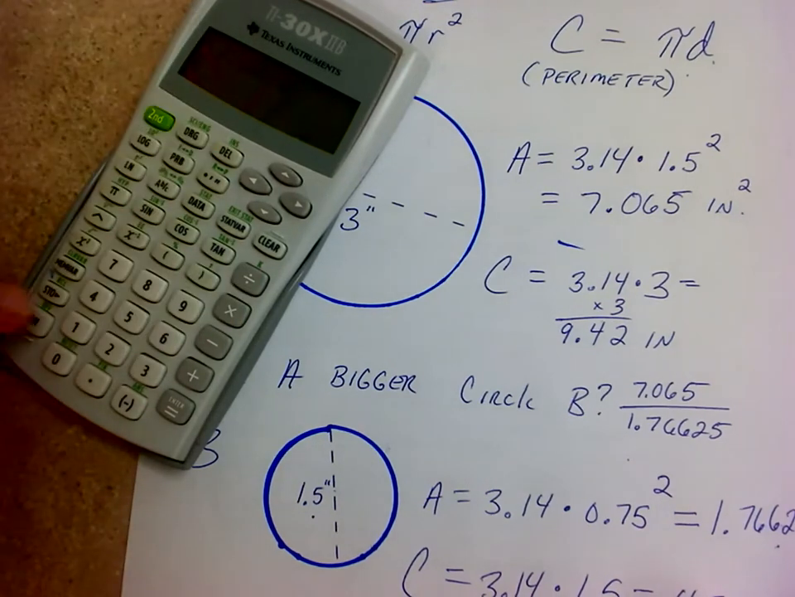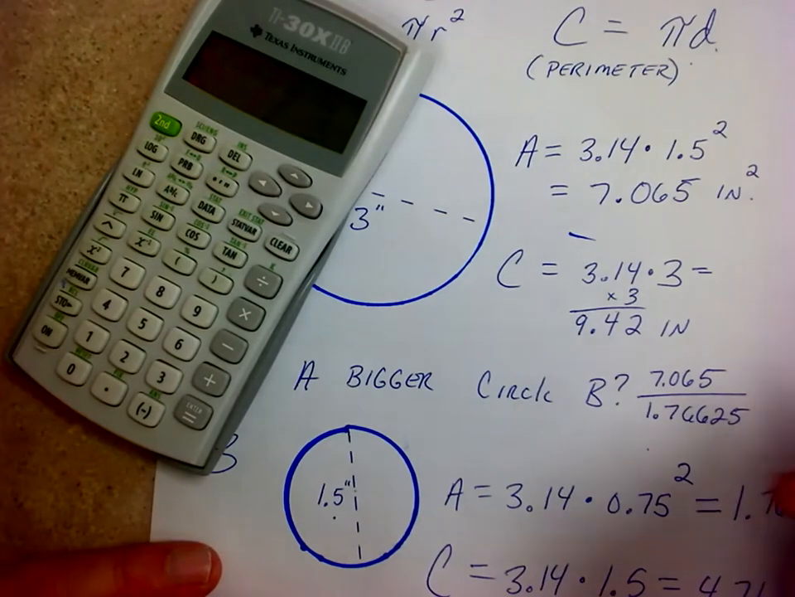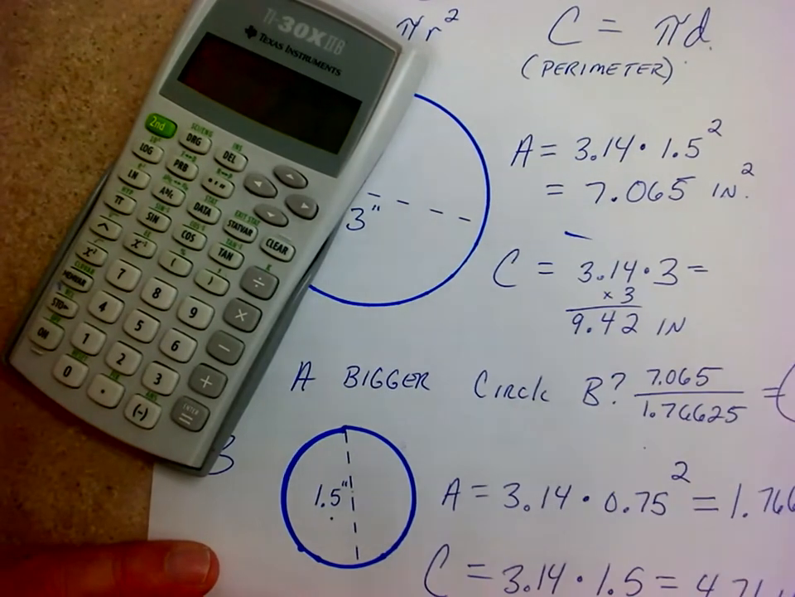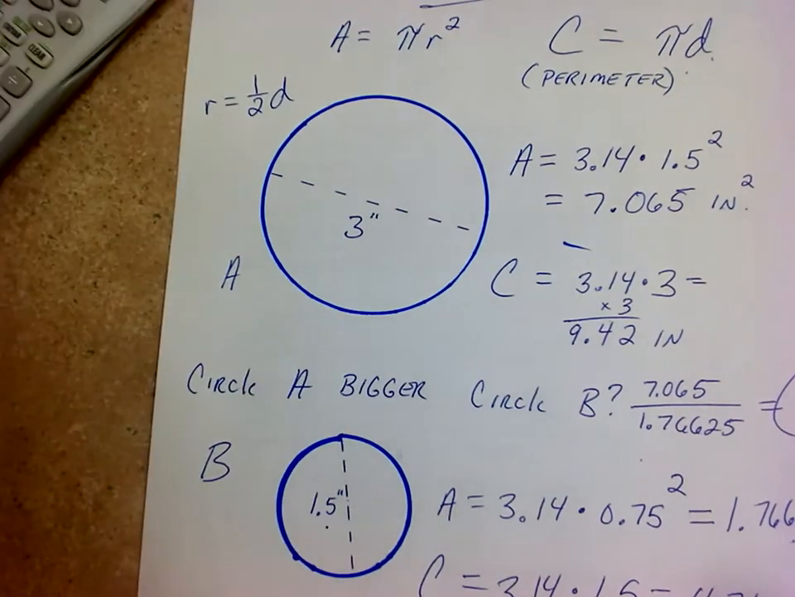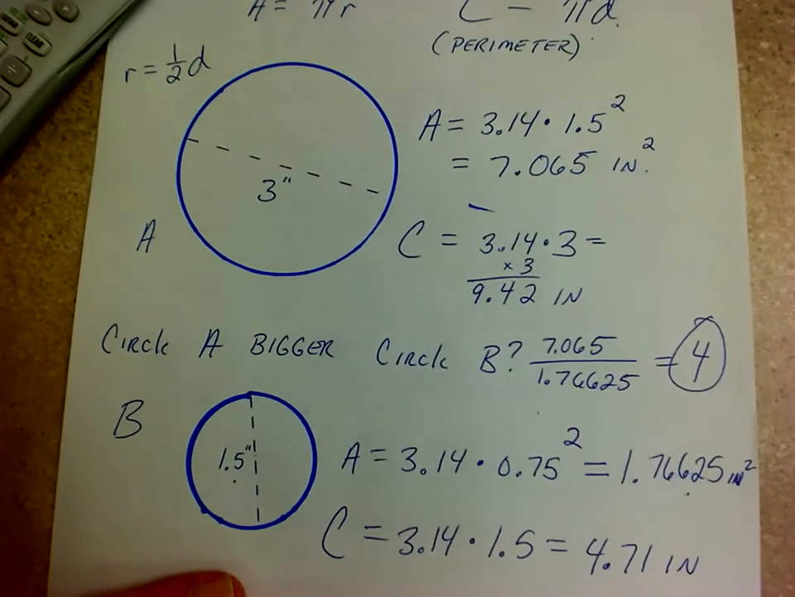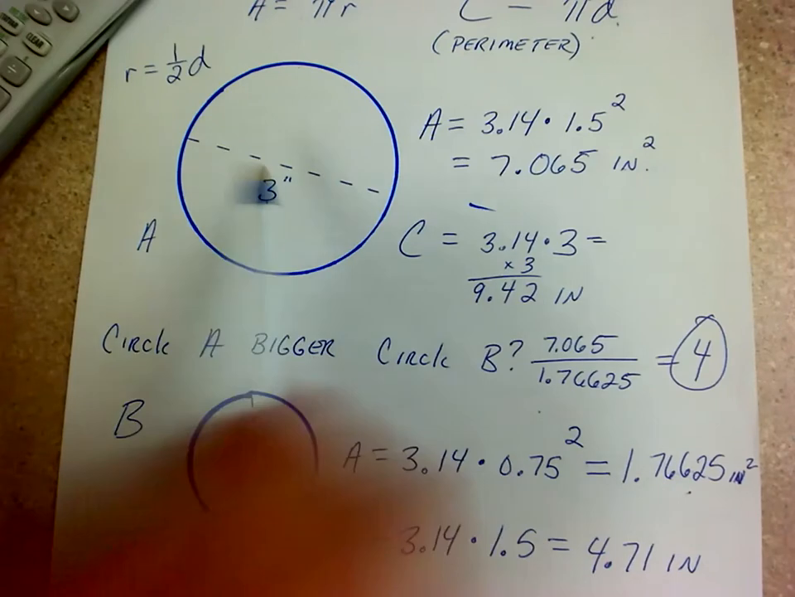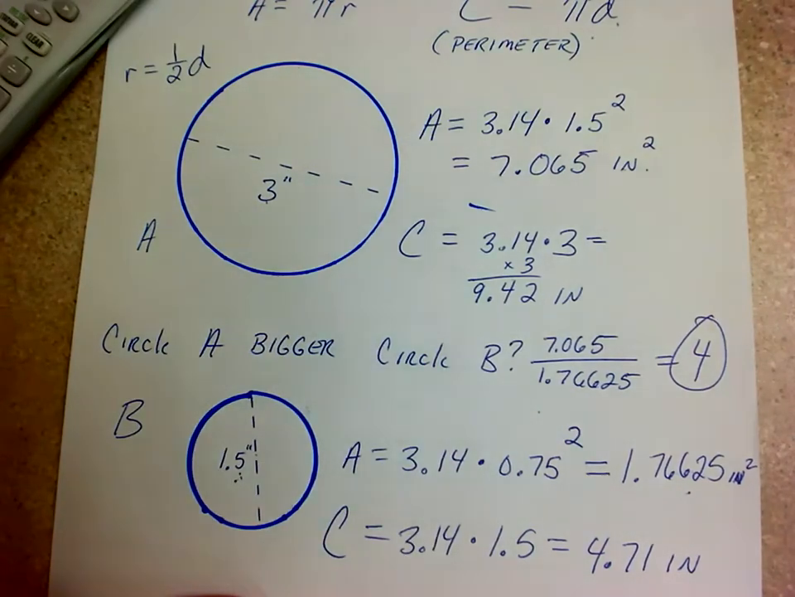7.065 divided by 1.76625 works out very nice. Circle A is 4 times bigger than circle B. It doesn't look like it, especially since our diameters, excuse me, are 1.5 and, if you double this, you get the diameter up here.